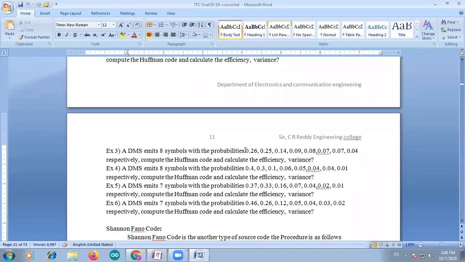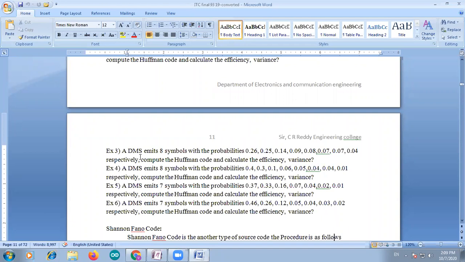So please note down the problems regarding the Huffman code. There are 4 problems. Please note down the problems, practice them and submit them as an assignment also. Please note down the first problem.